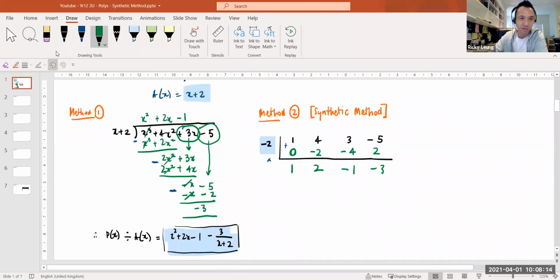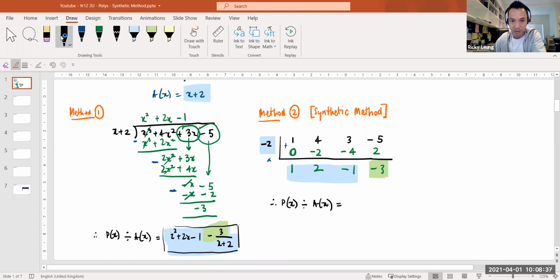You just got the answer, because the last digit is always the remainder, -3. The ones before that are the coefficients of your quotient. So you can look at the synthetic and go, therefore, p(x) divided by a(x) is equal to, you know it's a cubic to start with, so this is a quadratic: x squared plus 2x minus 1, and then a remainder of -3 over x plus 2.